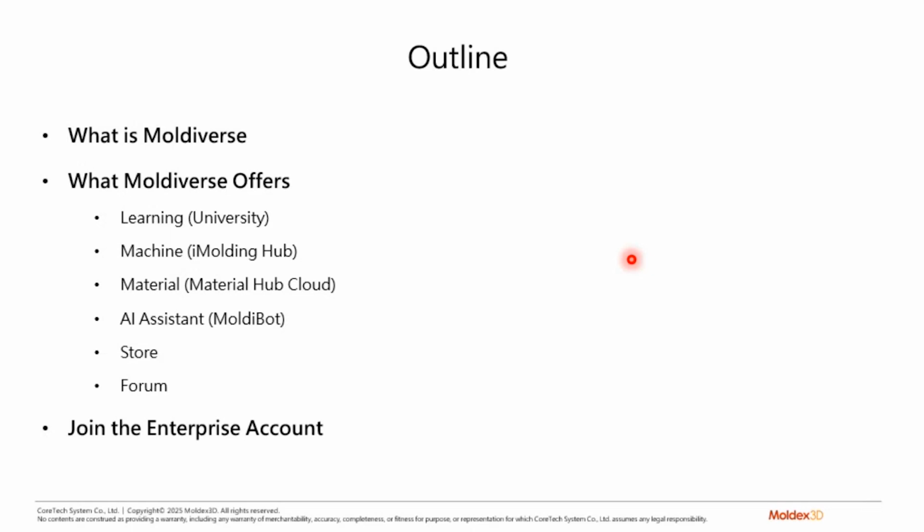Now, how I split up today's topic is what kind of computing do we offer and what kind of ecosystem have we put together for our users. I'm going to talk about the ecosystem, which is exemplified by the term Moldiverse, and then I'm also going to talk about the computing aspect.